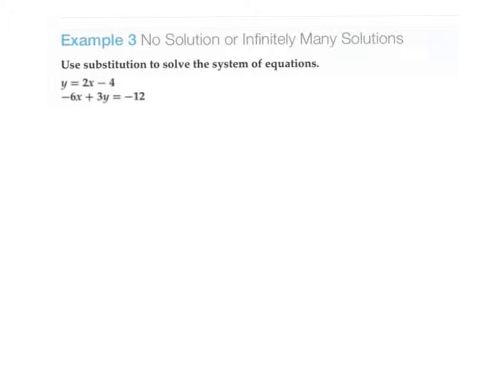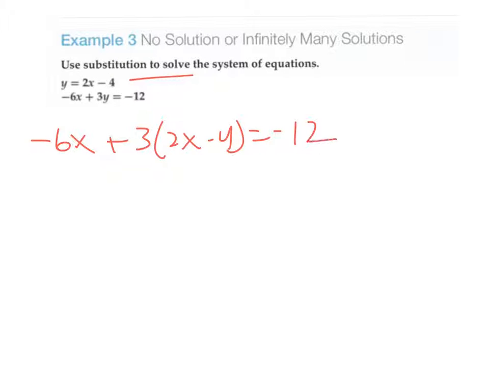So we're going to do the same thing when we have the letter by itself. That one has the letter by itself, so I'm going to substitute. So I'm going to put my negative 6x, but I'm going to substitute now for the y, the 2x minus 4 equals a negative 12. And when I go through this process, I get plus 6x and a minus 12 equals a negative 12.